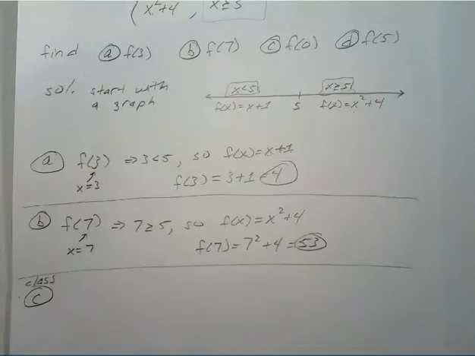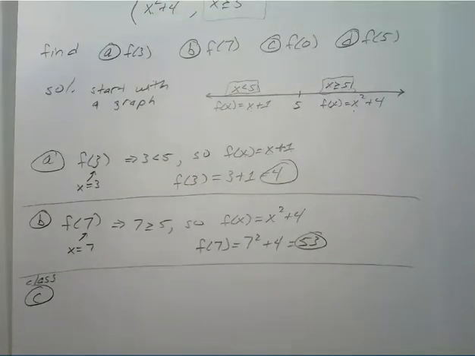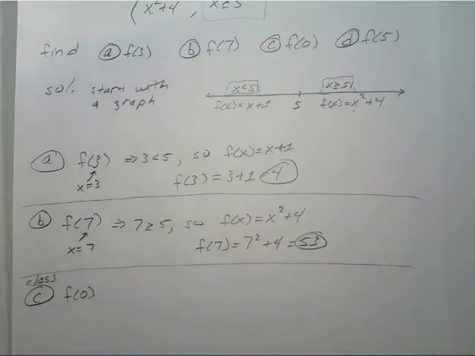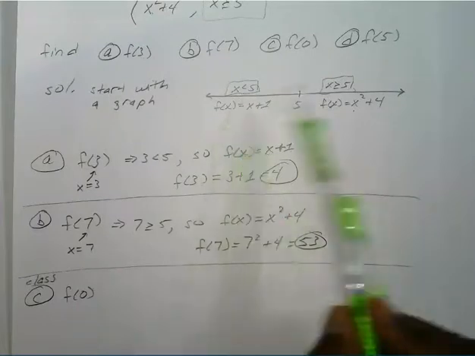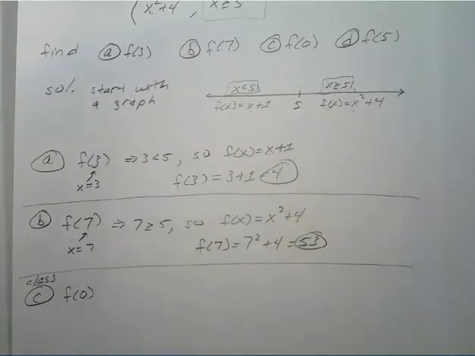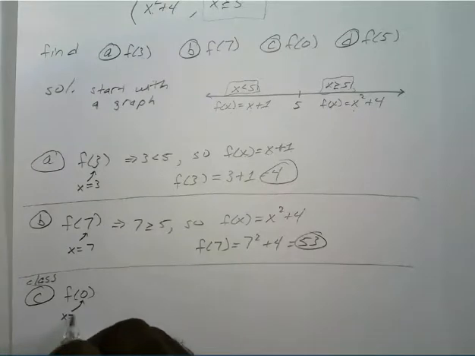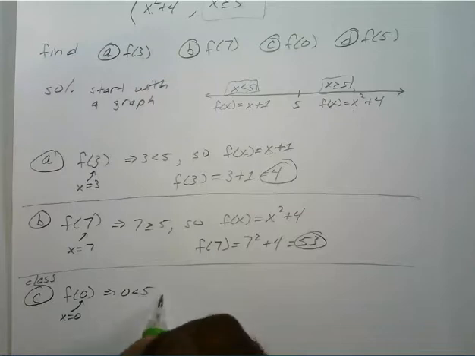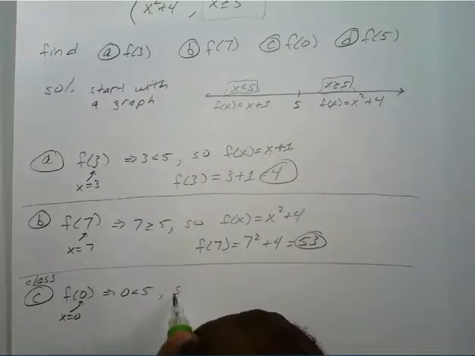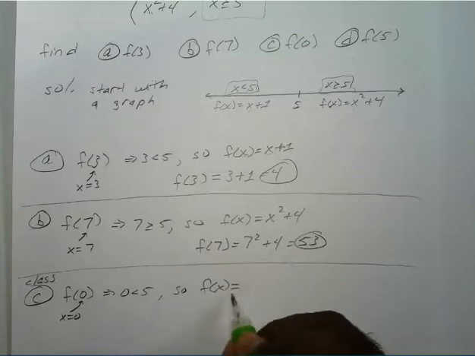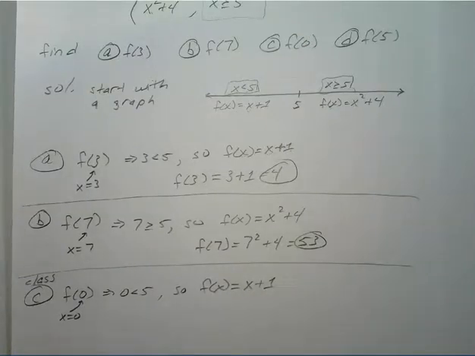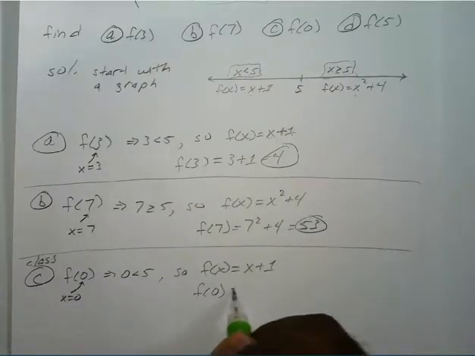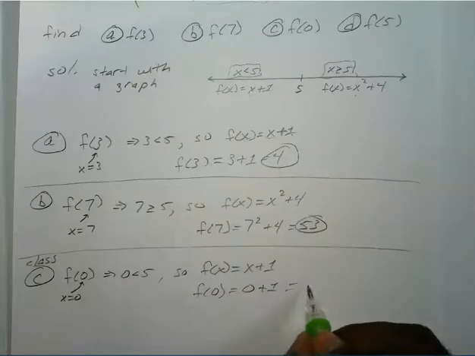Alright, so I'm assuming you've pressed pause and worked out problem C. Let's go ahead and verify your answer. So f of 0. Again, you have to ask yourself, is 0 less than 5 or is it greater than or equal to 5? We know that x equals 0 is less than 5. So since 0 is less than 5, that's the f of x we're going to use. So f of x is equal to x plus 1. So f of 0 is just going to be 0 plus 1, which is 1.